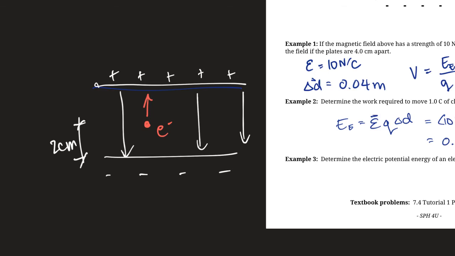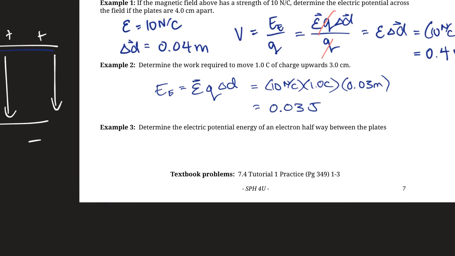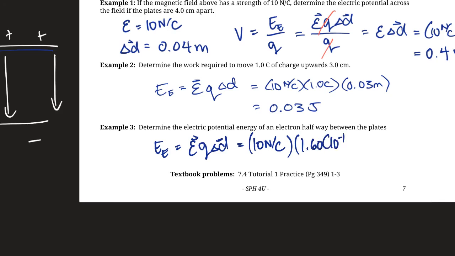But the only difference here is that the charge we're putting in there is going to be negative, right? So electric potential energy is equal to epsilon, which hasn't changed, times Q times delta D, which we know. So the epsilon is still 10 newtons per coulomb, and that's in a downward direction. Our Q is the charge of an electron, which is 1.60 times 10 to the negative 19 coulombs.